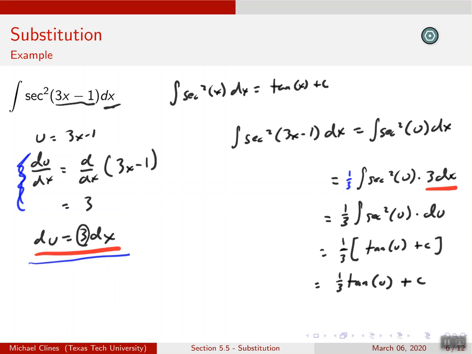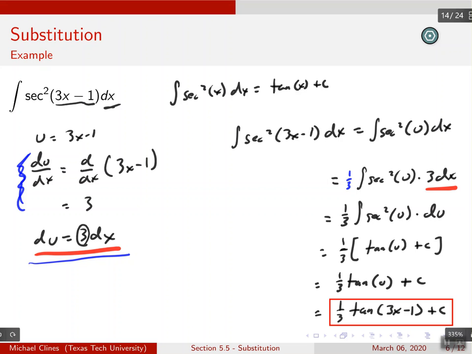Now, our answer is in terms of u, but we need our answer in terms of x. So we're going to sub back in for u, and we get our answer to be 1/3 tangent of 3x minus 1 plus c. And then this is our integral.